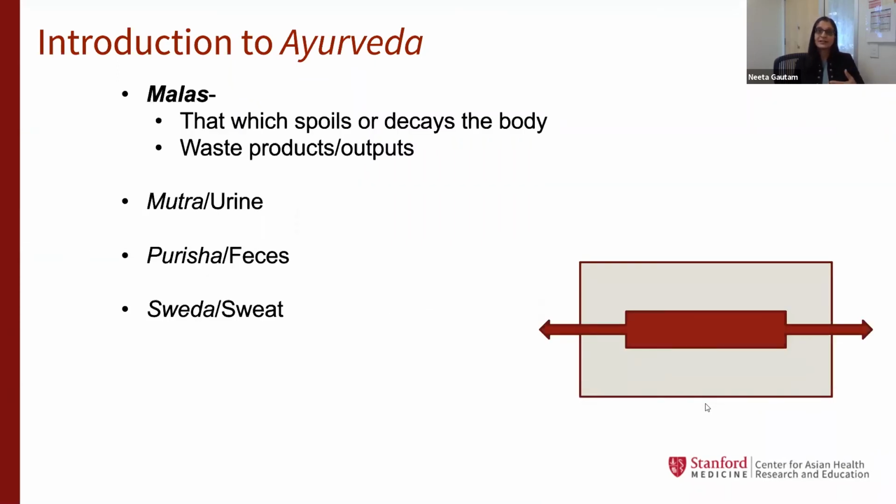The end products of digestion are the malas, and the mala is that which spoils or decays. And these are outputs. And not only are they outputs, but they can provide an insight into the quality of the digestion and what's happening in the system. The 3 malas are mutra, or urine, purisha, feces, and sweda, sweat.